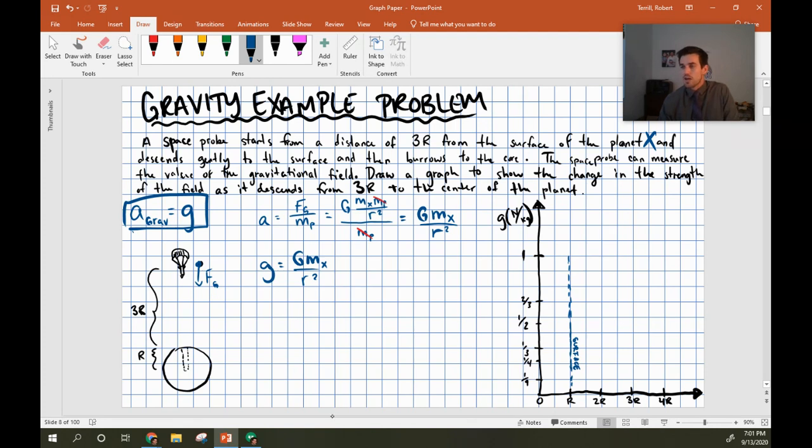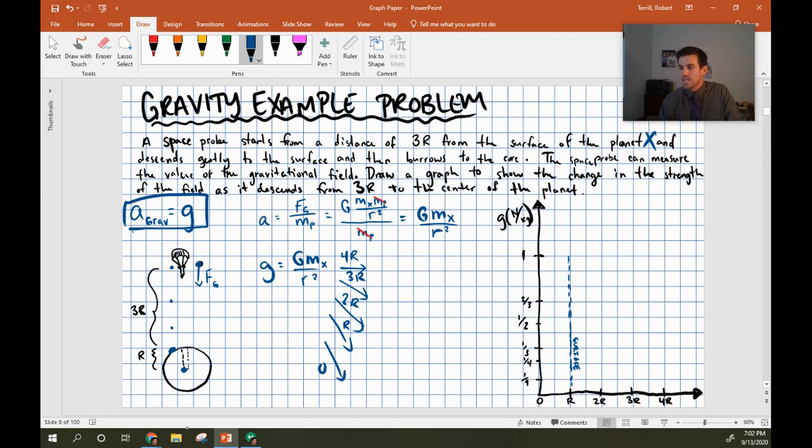So what I'm going to do now is plug in some different values. We'll do it for what it's like at 4 radii away from the center. That's right now, that's the highest point. Then we'll do it at 3 radii. That would be about here. Then we'll do it at 2 radii. That would be above the planet's surface, but not on the planet yet. We'll do it at 1 radius. That's on the surface of the planet. And then finally, we'll do it at 0 radii. That's the center of the planet.